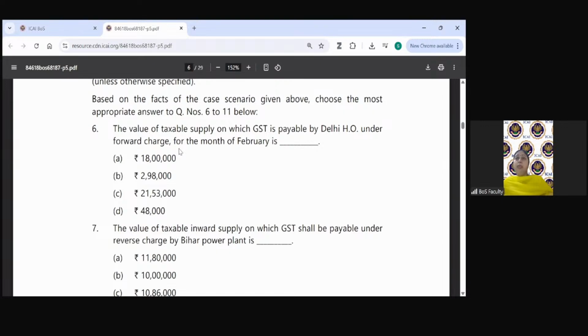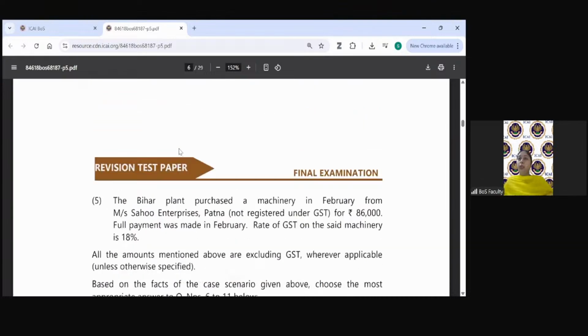Now, in this question, before you proceed to the answer, let me help you with the things you need to focus on in this question. What the question is asking: value of taxable supply on which GST is payable under forward charge. By whom it is payable? It is payable by Delhi HO for the month of February. So you have to keep all these three things in mind when you are actually computing the value.